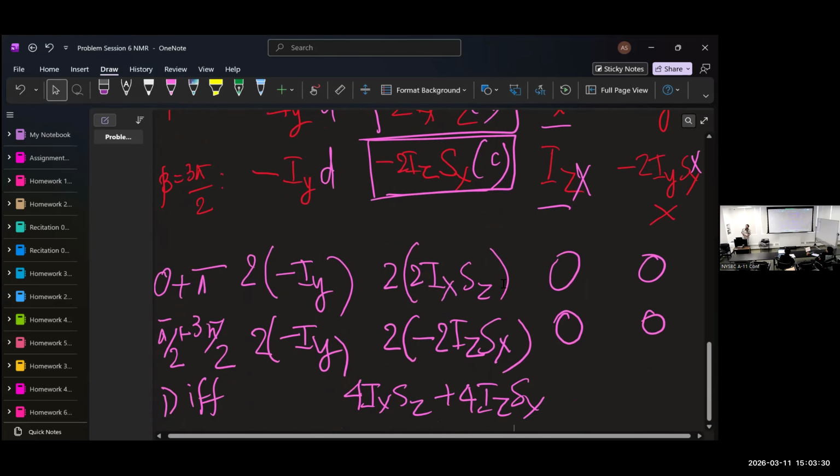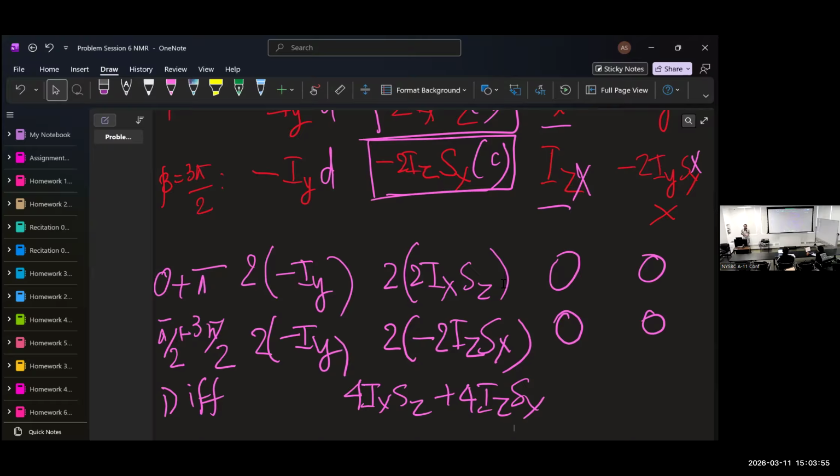You're adding experiments 1 and 3, adding experiments 2 and 4, and then subtracting those two. Yeah, 1 plus 3 and 2 plus 4. Does everyone see that? So that becomes your receiver phase cycle.